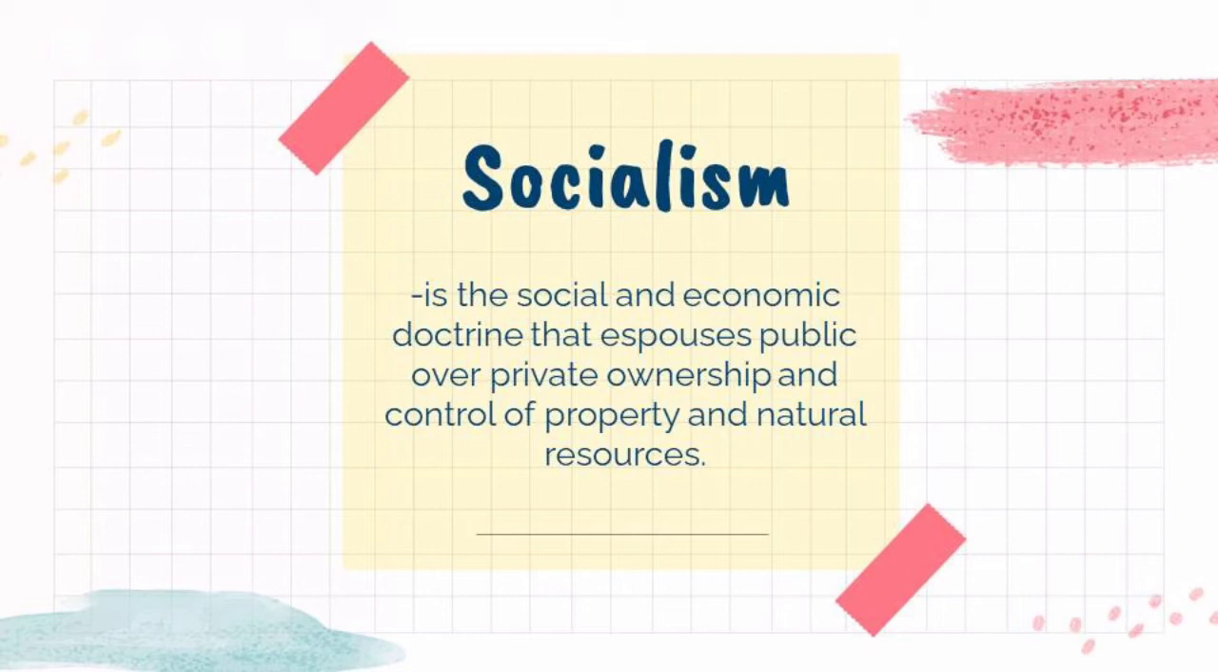The degree of ownership or control differs among socialists. Some believe that the government should own most of the property and natural resources, while others believe that small businesses should be owned privately. Still others, mainly the rich, believe that simply taxing the rich more is a form of socialism.